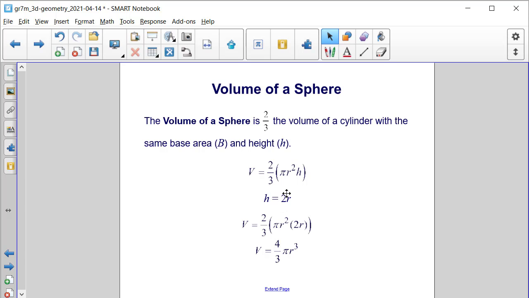So if we substitute 2r in for h in the cylinder formula, we get 2/3 times pi times the radius squared times 2r. Well, if we multiply r squared times r, we get r cubed, and 2/3 times 2 is 4/3, and pi remains in the formula. So the final volume for a sphere is 4/3 times pi times the radius cubed.